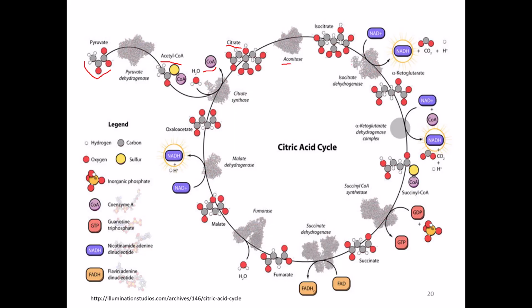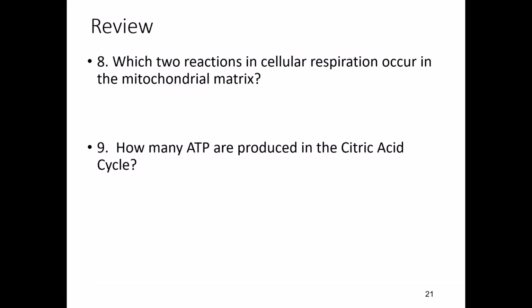So that's how you get the citric acid cycle. It also shows you, along the way, there are different enzymes involved to do each step of the citric acid cycle, and it shows you the NAD and the FAD picking up hydrogens and electrons and becoming NADH and FADH2. It also shows the production of carbon dioxide there as well. So which 2 reactions in cellular respiration occur in the mitochondrial matrix? That would be the citric acid cycle and pyruvate oxidation. Number 9, how many ATP are produced in the citric acid cycle? That would be 2.